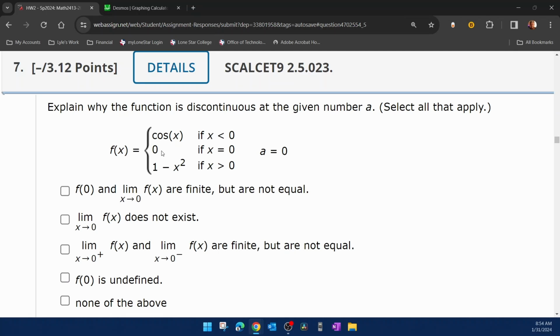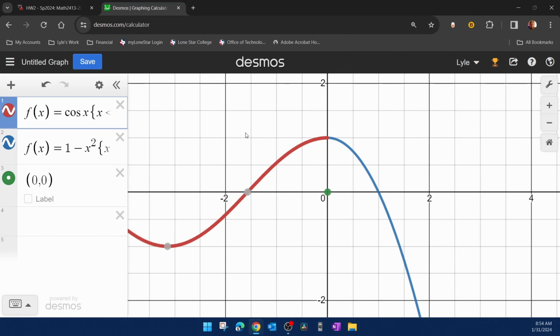Well, it is not because it is not defined, because when x is 0, it is defined to be 0. So this option down here, f of 0 is undefined, cannot be correct. So all of the other answer choices have to do with the limits. And so let's go look at the graph and see if we can determine what the limit says.